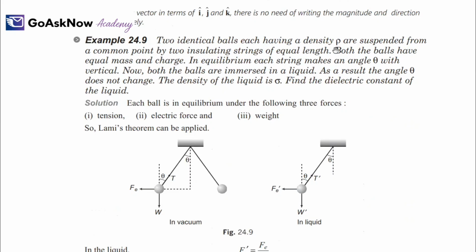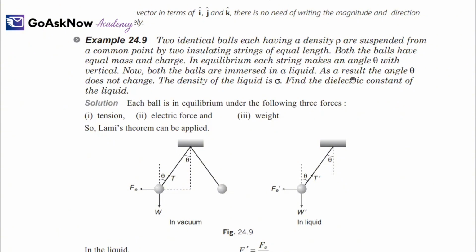Two identical balls, each having a density rho, are suspended from a common point by two insulating strings of equal length. Both the balls have equal mass and charge. In equilibrium, each string makes an angle theta with the vertical. So in equilibrium, if you disturb the system and they were previously in equilibrium, their net force will be 0. Okay. So now both the balls are immersed in a liquid.